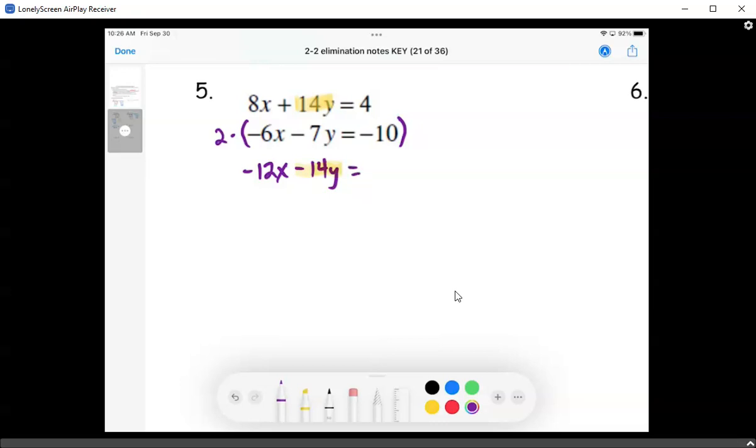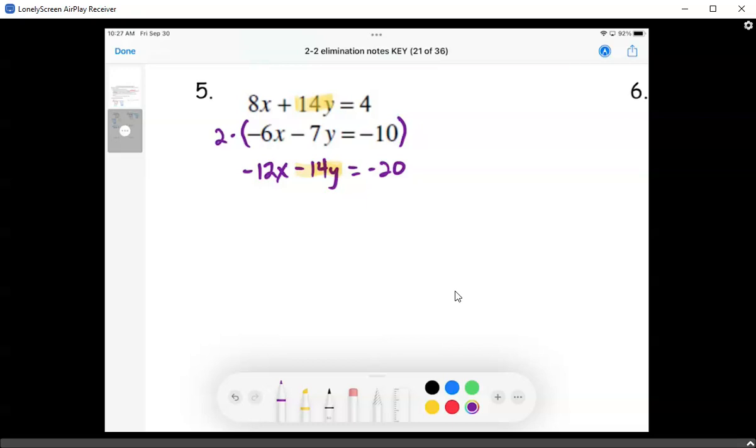And on the other side of the equal sign, make sure that you're doing this to everything in the whole entire equation. You can do that as long as you're doing it to everything in the equation: the x's, the y's, and the constants. So we have to do it on the other side also and turn that into minus 20.